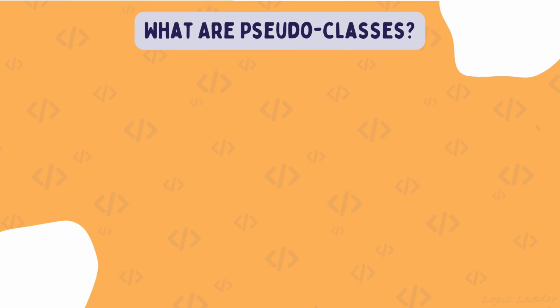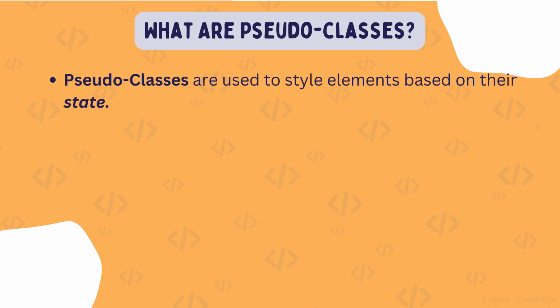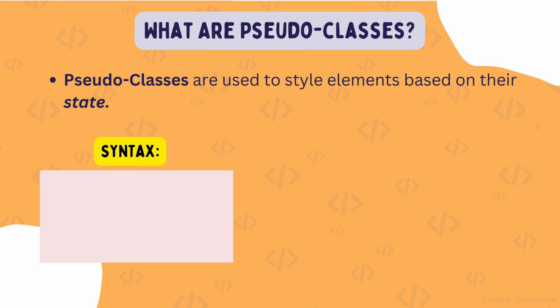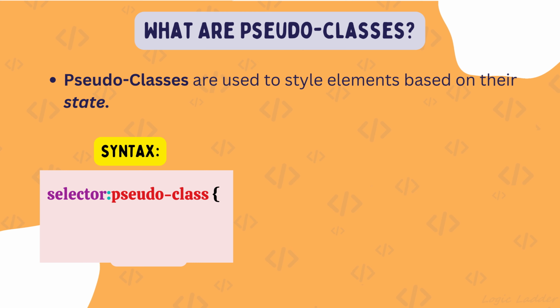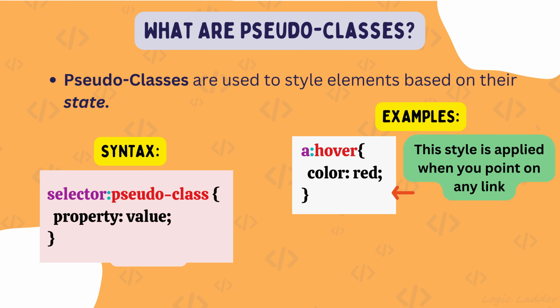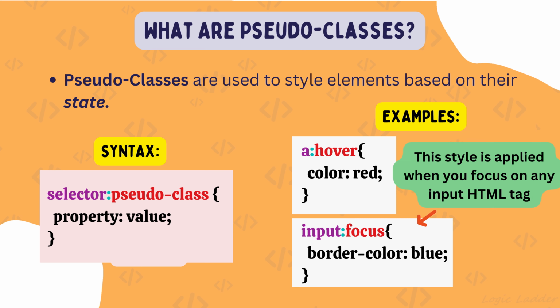First, let's understand pseudo-classes. These are like special conditions. They let us apply styles only when something happens. Pseudo-classes use a single colon and are written like this: selector, then colon, then the pseudo-class name. You can add any CSS property inside. For example, a:hover changes the link color when a mouse is pointed over any link, and input:focus applies styles on input HTML elements when they are focused or selected.